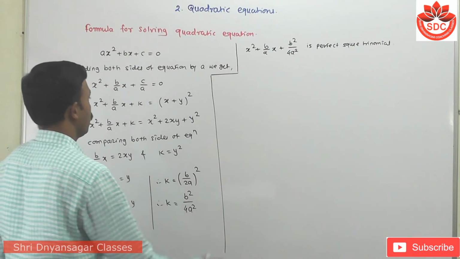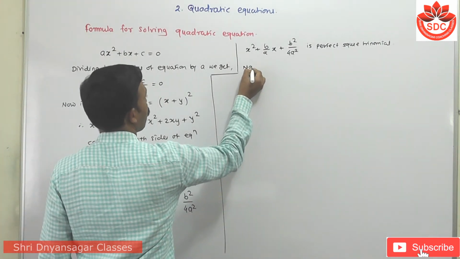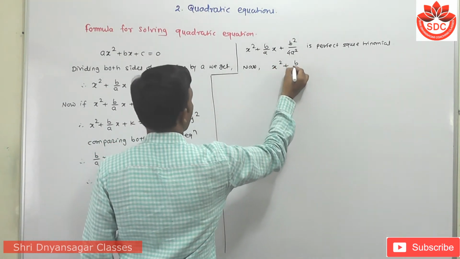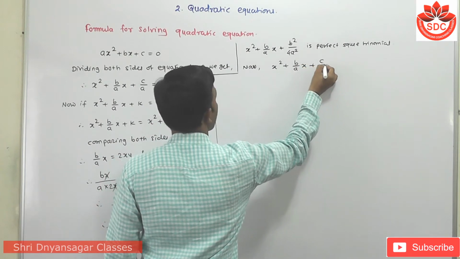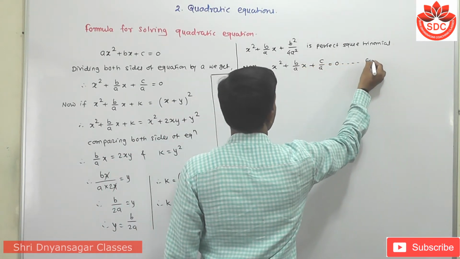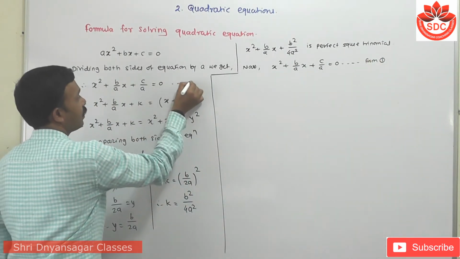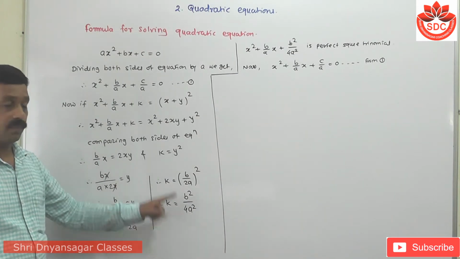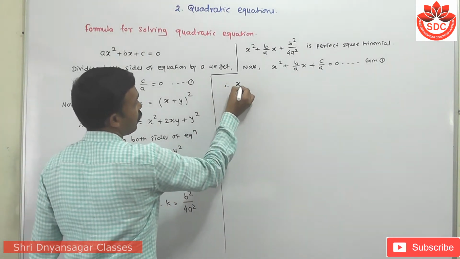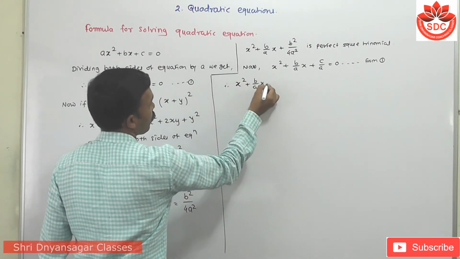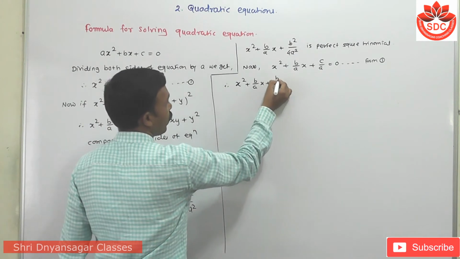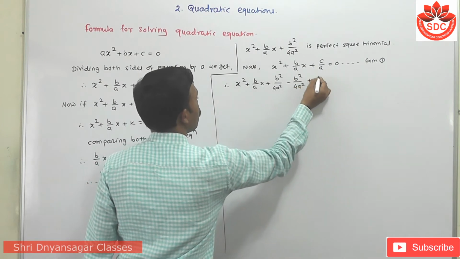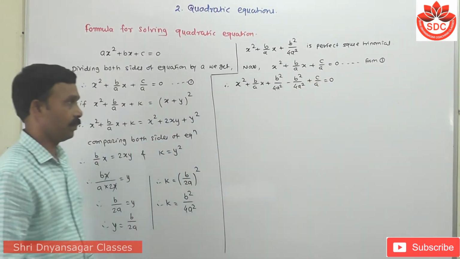Now the equation is x square plus b upon a x plus c upon a equals 0. Let this be equation number first. Students, we add and subtract this value, and we get our method. Now this is x square plus b upon a x plus b square upon 4a square minus b square upon 4a square plus c upon a equals 0.